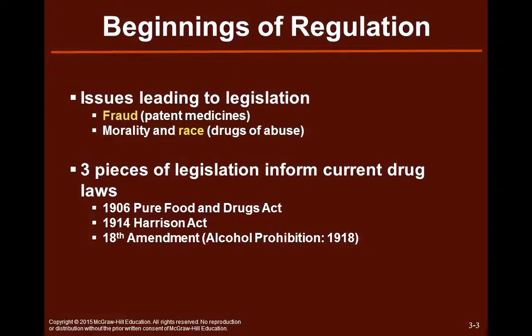And then our second category has to do with morality and race. And this is typically where we start talking about drugs that we now categorize as drugs of abuse. So we'll talk a little bit more about that as we dig into particular drugs and laws. We're going to be looking at three major pieces of legislation that still affect how we handle our drug regulation here in the United States in the 21st century. The first one is the Pure Food and Drugs Act, which was passed in 1906, the 1914 Harrison Act, and then we'll also spend some time talking about the 18th Amendment, which of course started the period we know as Prohibition, during which the manufacturing, transportation, sale, and use of alcohol was illegal here in the United States.